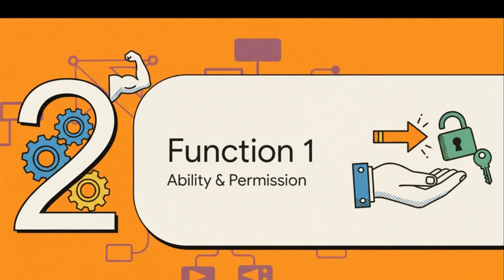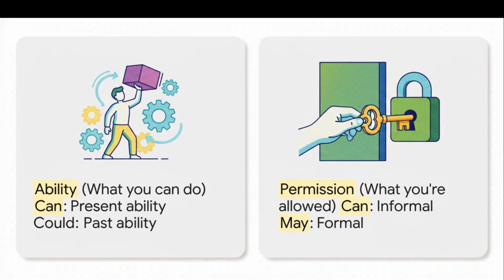All right, let's put those rules to work with our first function, talking about ability and permission. This is all about what you can do and what you're allowed to do. So here's where can really does double duty. On one hand, we use it to talk about ability. Can is for right now in the present and could is for the past.